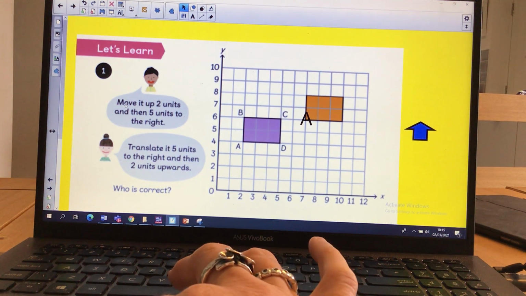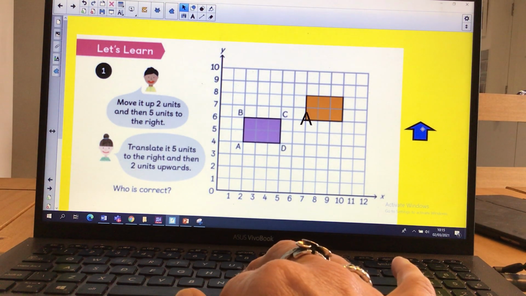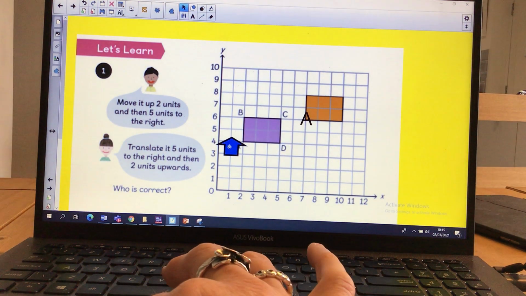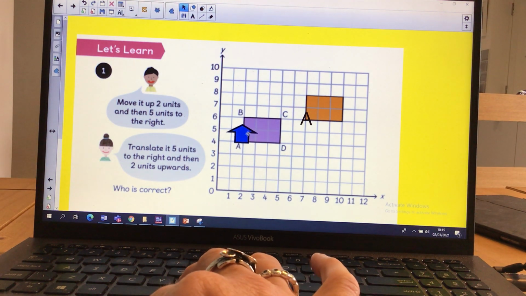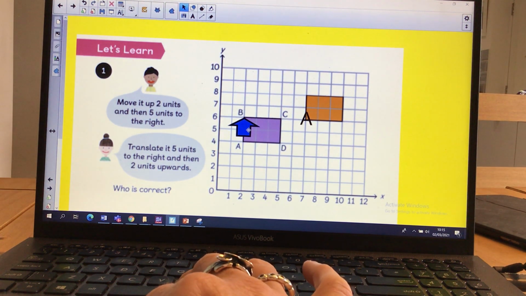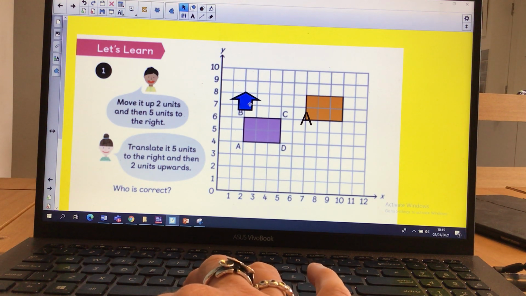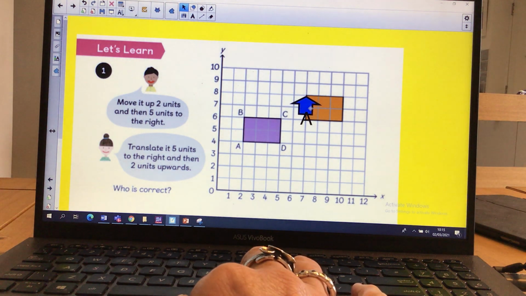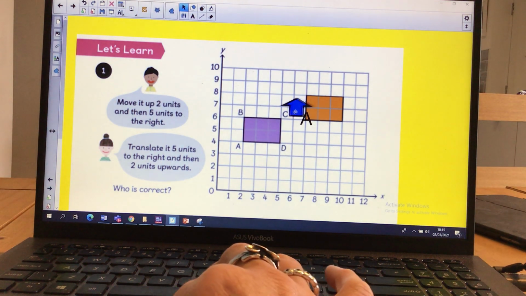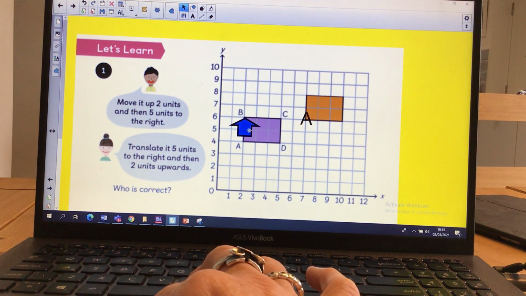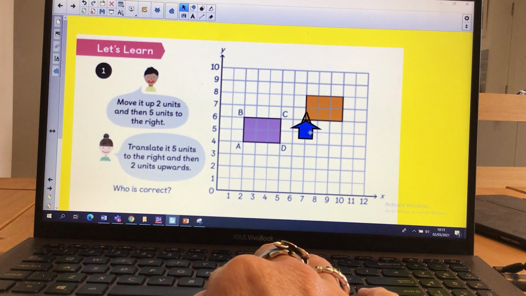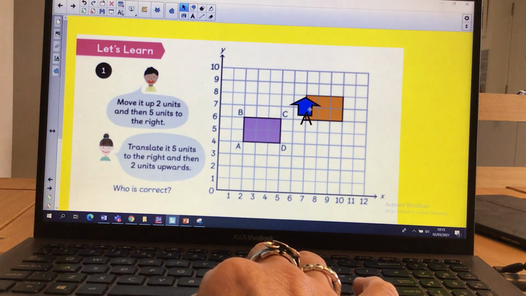So the little boy is saying, move it up 2 units and then 5 units to the right. So move it up 2 units. So there's B. I'm trying to get to 7, 8. 2 units, 1, 2, and 5 to the right. 1, 2, 3, 4, 5. But the little girl says, translate it 5 units to the right and then 2 up. So let's try hers. 5 to the right. 1, 2, 3, 4, 5, and then 2 up. 1, 2. Who is correct?